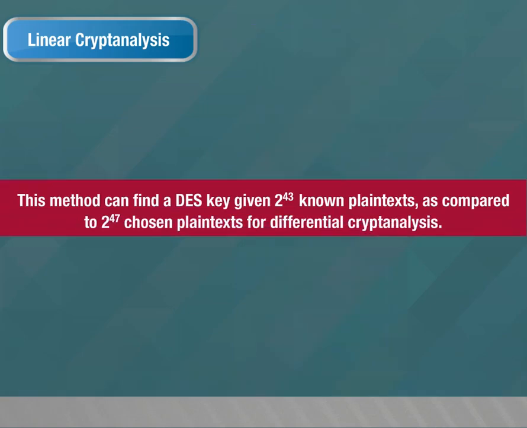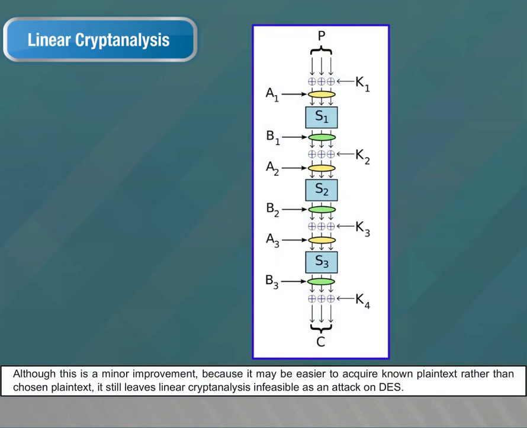This method can find a DES key given 2 to the power 43 known plaintexts, as compared to 2 to the power 47 chosen plaintexts for differential cryptanalysis. Although this is a minor improvement because it may be easier to acquire known plaintext rather than chosen plaintext, it still leaves linear cryptanalysis infeasible as an attack on DES.